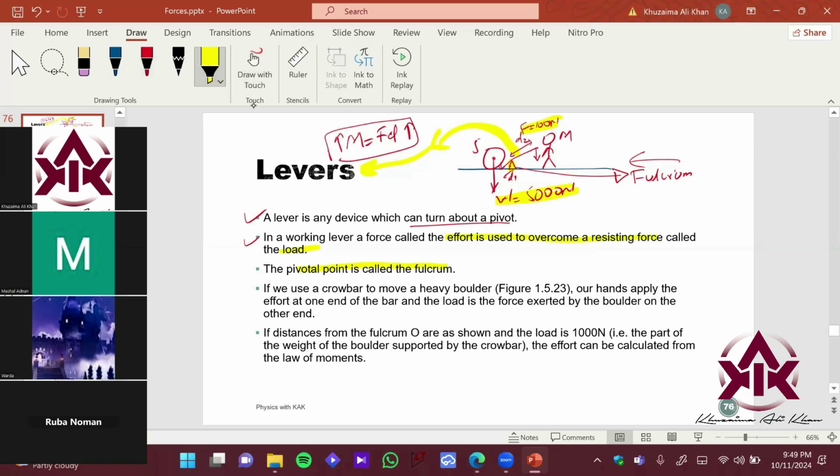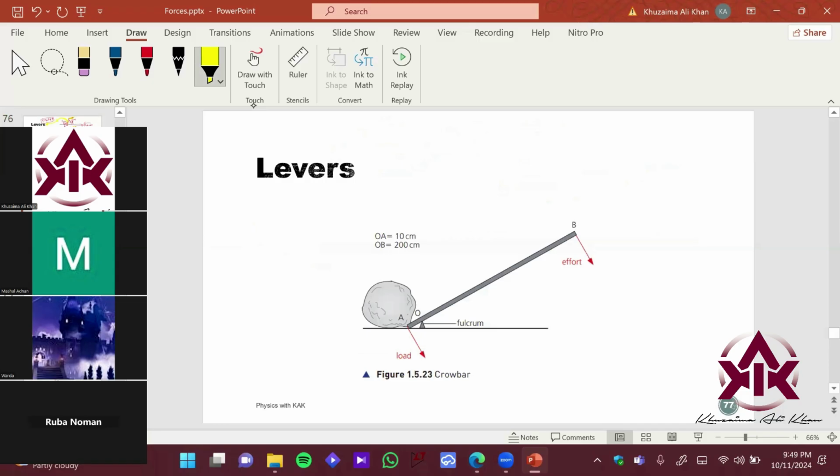If you use a crowbar to move heavy objects, our hands apply the effort at one end of the bar, and the load exerts a force on the other end, which we have seen over here. This is a good diagram to visualize. You can see this is the distance from your fulcrum to your effort. Let's say you are applying a force here, with a rope that you are stretching from here.